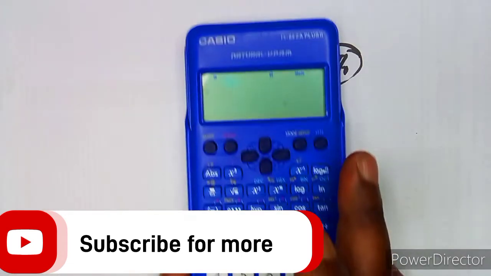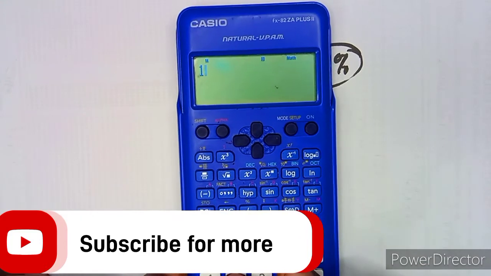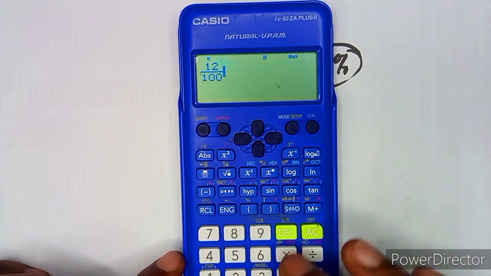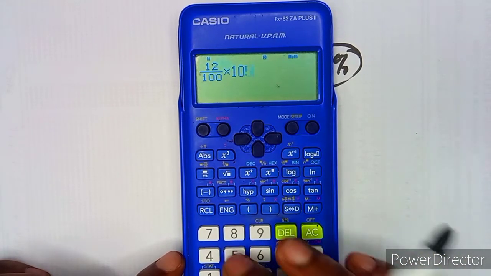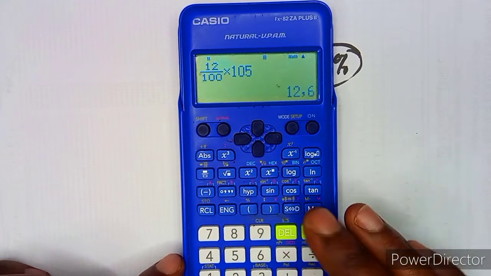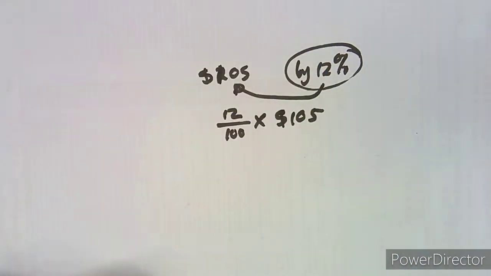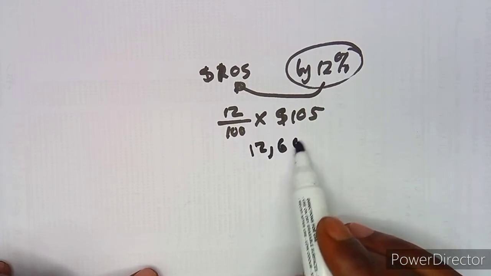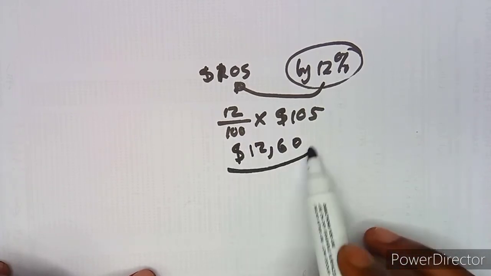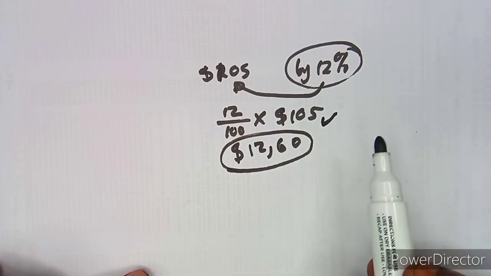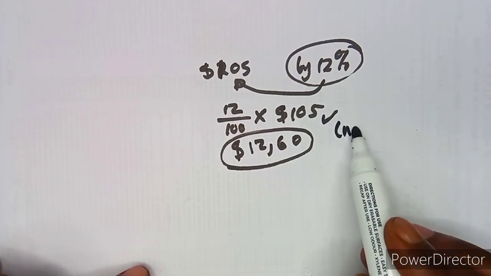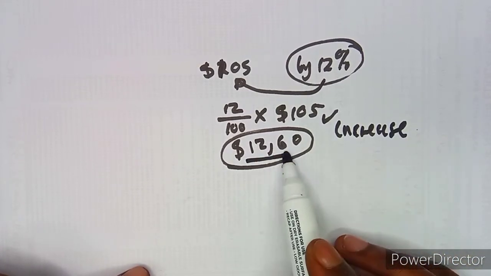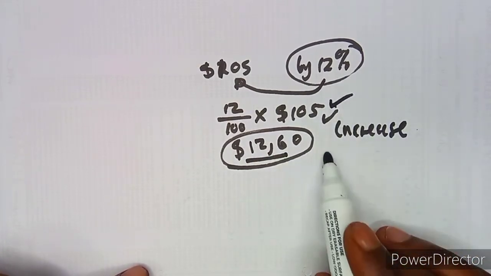This is paper 2, remember. So we have 12 over 100 multiplied by 105, like this. We obtain this as a decimal, which is 12.6. But we are referring to money here, so it's going to be $12.60. So this is 12% of this value. But if you are to increase, we have to add. So we are going to add this value to the 105 that we are given.